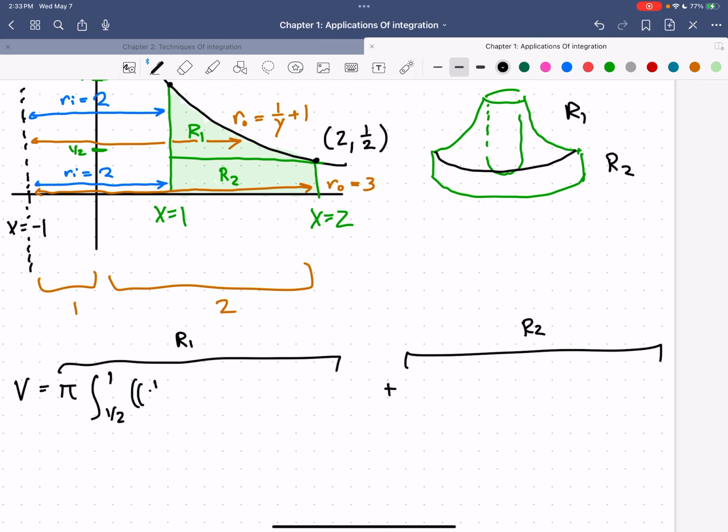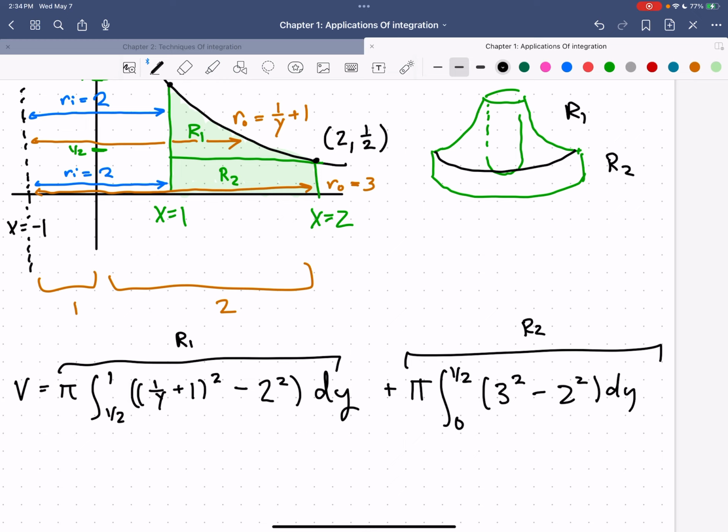So that points to anyone who was like, wait a second. Okay, so our outer radius is that 1 over y plus 1 squared. And then our inner radius, we know is 2, so we go minus 2 squared dy. And then same thing for the one for region 2. We go from 0 to 1/2 of, well, 3 squared minus 2 squared dy.